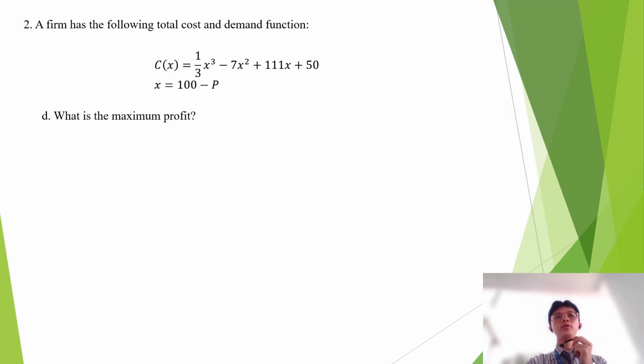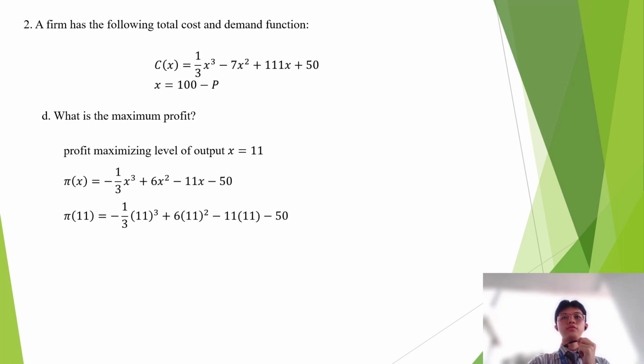Question 2d. What is the maximum profit? In question 2c, we already know that the maximum level of output x is 11. To find the maximum profit, we can substitute x equal to 11 into the profit function, which is the maximum output we got just now. After calculating, we get the answer: the maximum profit is equal to 111.33.